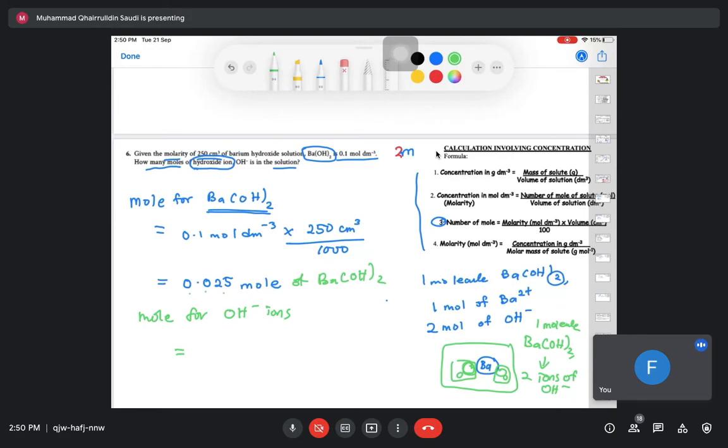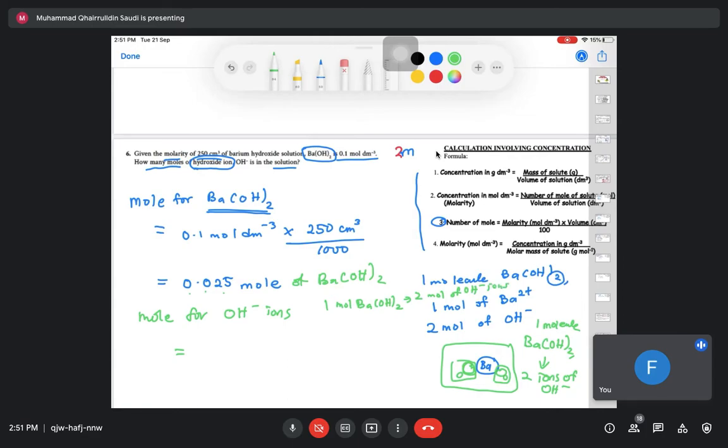Macam mana awak nak cari? Bahagi. Are you sure bahagi? Darablah. Okay. 1 packet, 1 mole of barium hydroxide. Okay, ada 2 mole of hydroxide ions.